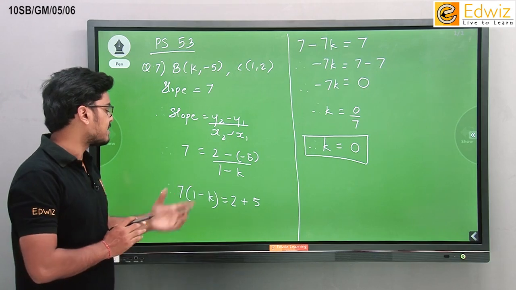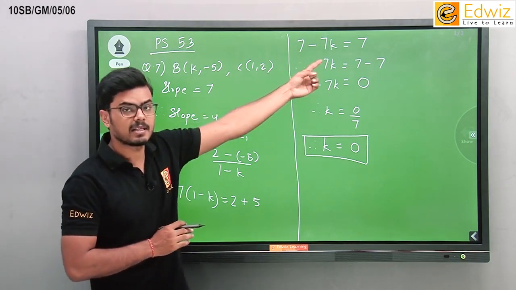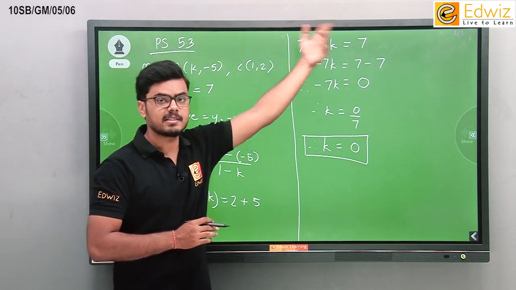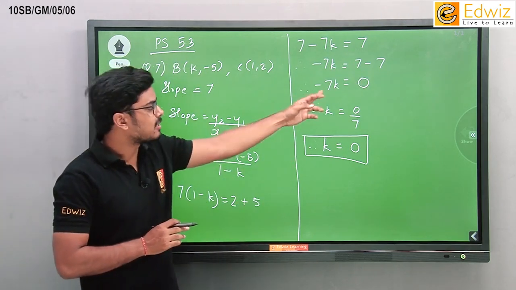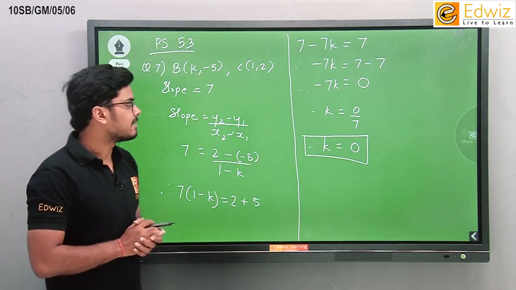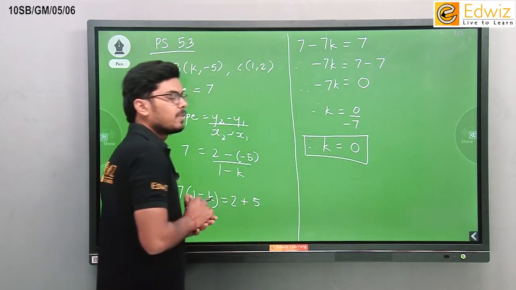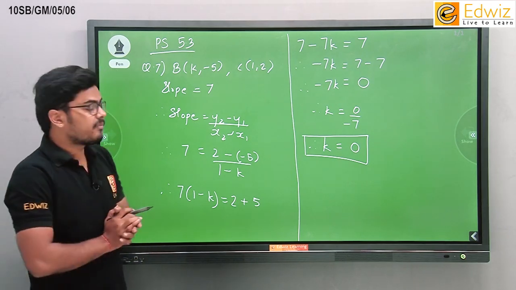After that we change the side here, and then we got 7 minus 7k equal to 7. Minus 7k we kept here only. 7 changes the side, so 7 minus 7 is 0. We are finally getting the value of k as 0 upon minus 7, that is 0. This minus 7 went to the denominator and we got the value 0. I hope you have finished writing this.